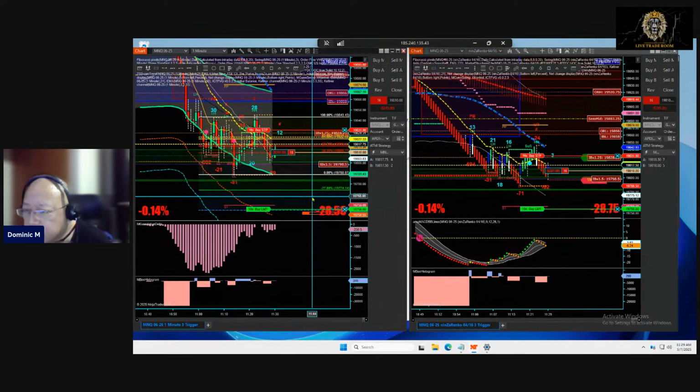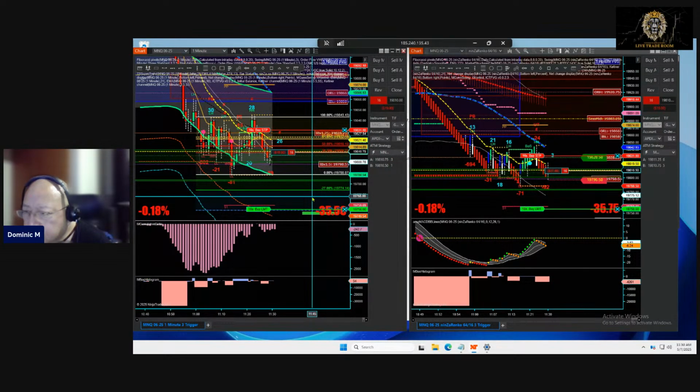So that fair value gap is pretty strong. And then another rejection candle. You see that? It went all the way up there and you got rejected.